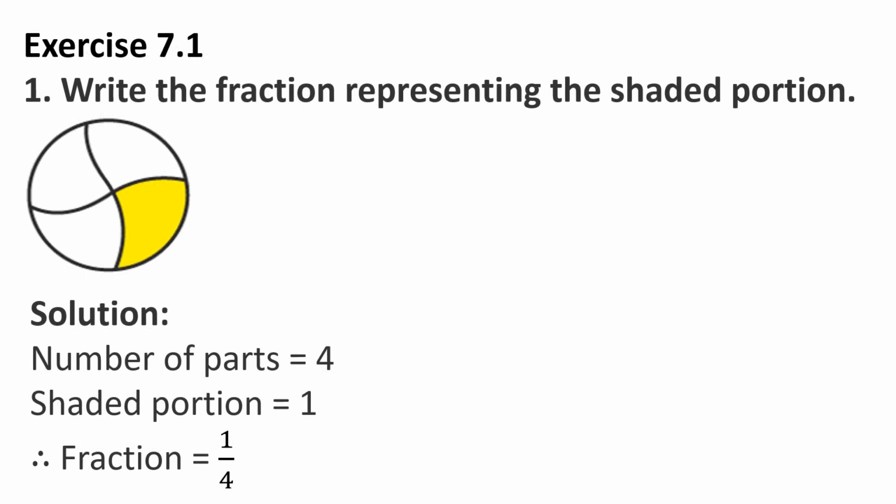Now let's start with exercise number 7.1. Write the fraction representing the shaded portion. Here in this figure you can see 4 parts are given. Out of this, one part is shaded. So we can say number of parts 4, shaded portion 1. So the fraction will be 1 by 4.